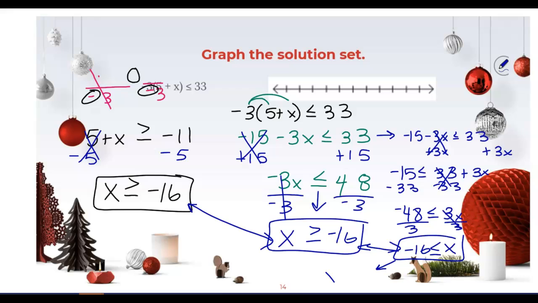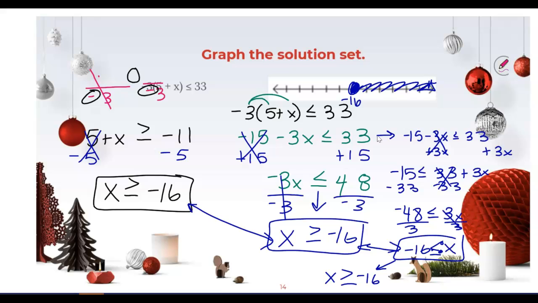But if I flip the x and the negative 16, x is on that bigger side, and 16 is still on that pointy side. So all of these have the same answer. We have negative 16, it's a closed circle, and I'm saying all the values of x that are bigger than or equal to negative 16. If you want to add a couple more things on there, great.